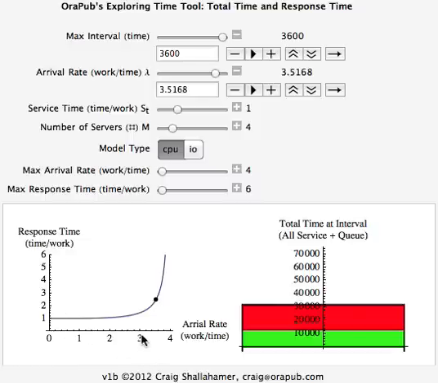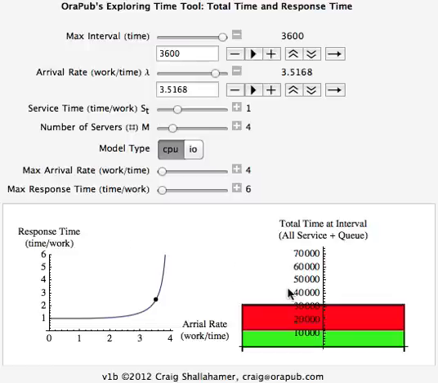So for example, if the arrival rate is 3.5 transactions per second, at that arrival rate, on average, the time to process one transaction will take around 3 seconds. So the response time curve relates work with time. And in particular, the response time is how long it takes to process one single piece of work.